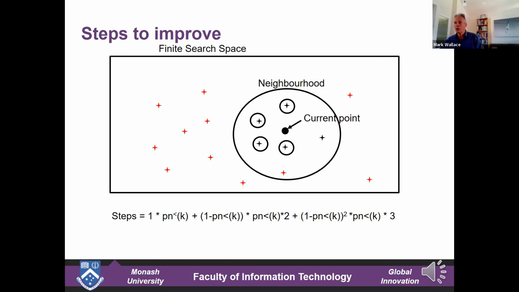And of course, with 3 steps, it's Pn less than k times 1 minus Pn less than k squared. And so we're going to keep on getting a series where the number of steps to improve is from 1 to essentially the number of points in the neighbourhood, Pn less than k times 1 minus Pn less than k to the j. Now, if we sum to infinity, we're making a conservative estimate. We're going to say this takes actually more steps. It deals with the largest possible neighbourhood. So this is an overestimate of the number of steps it would take to improve.